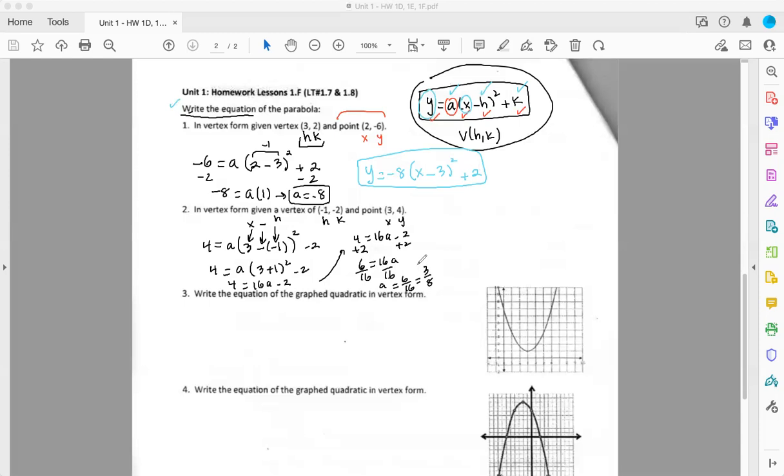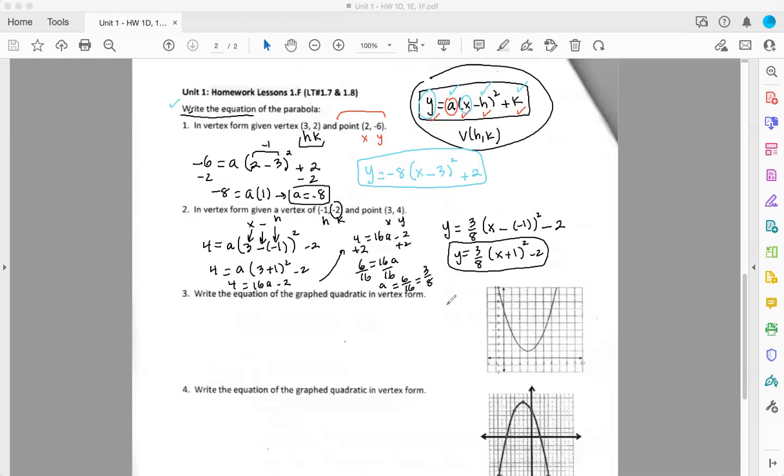So technically, this is your a value. Okay, now let's write the equation. At the end, the equation is y equals a, 3/8, multiplied by quantity x minus h. So we said x minus h, x minus -1 squared, and then plus k, that's plus minus 2, which is -2. Okay, remember, this is k. So this becomes 3/8 times (x plus 1), because you have 2 minuses here, squared, and then minus 2. And this is the equation of the quadratic in vertex form.